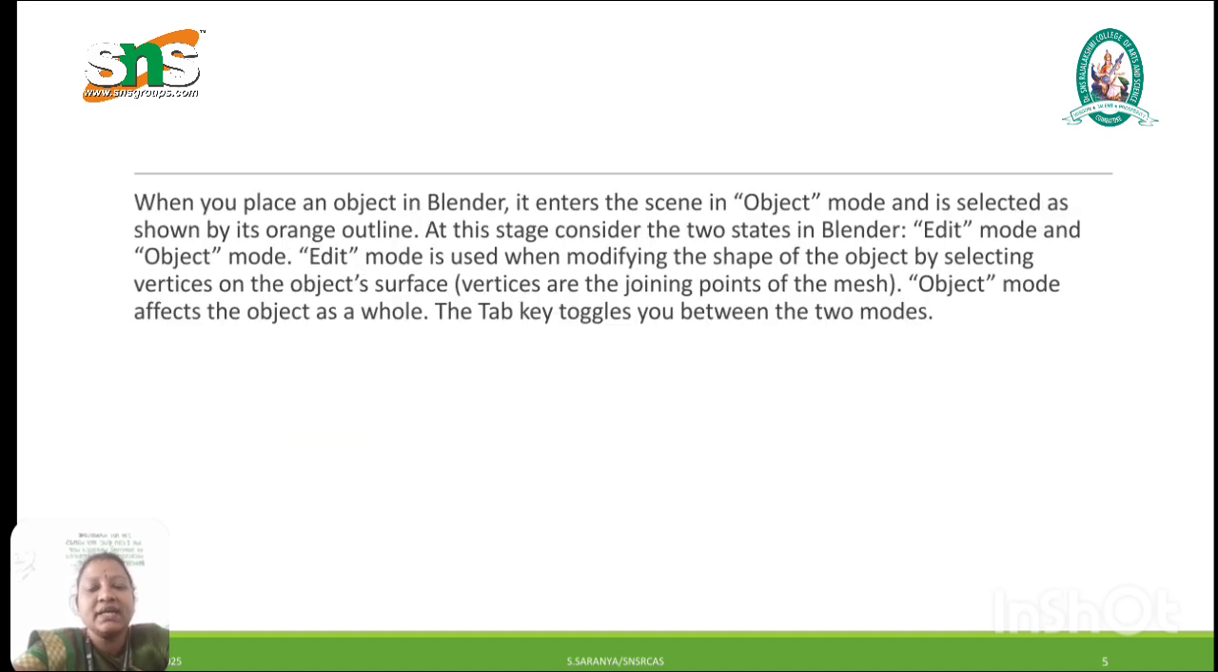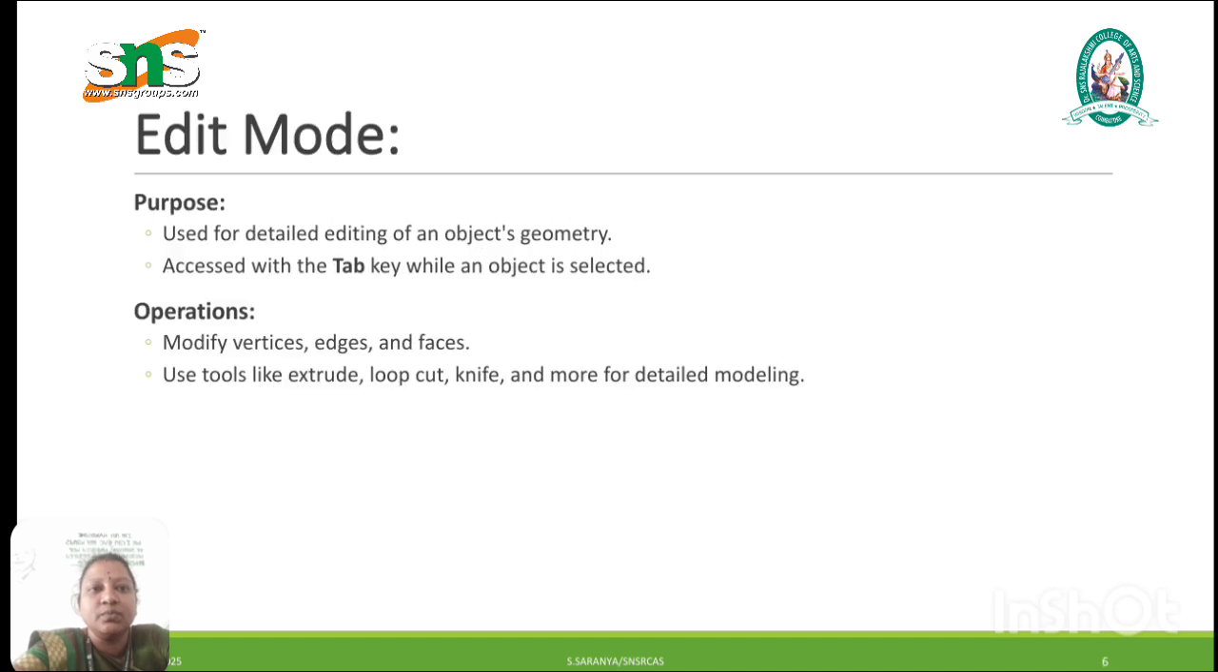Next, when you are placing an object in Blender, it is mostly in object mode with a default name like Object 1, 2, 3. After that, whenever we rename the object, it goes to edit mode, manipulating the shape of the object by selecting the vertex or the whole object. The Tab key toggles you between the two modes, edit mode and object mode.